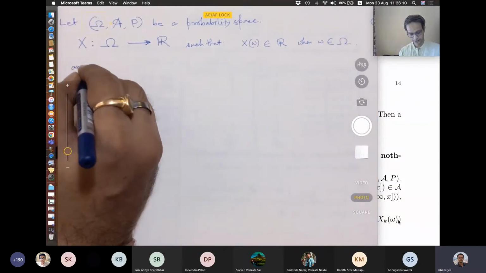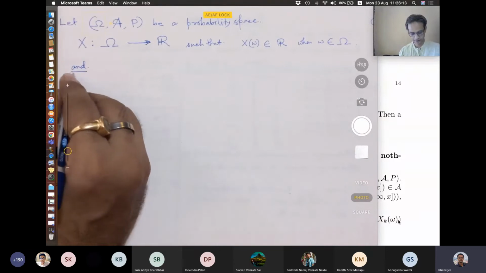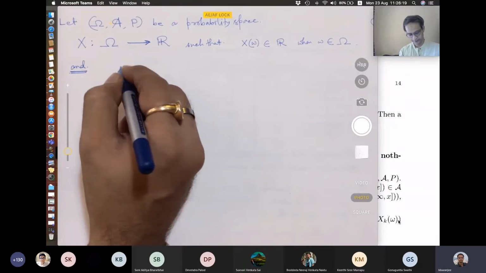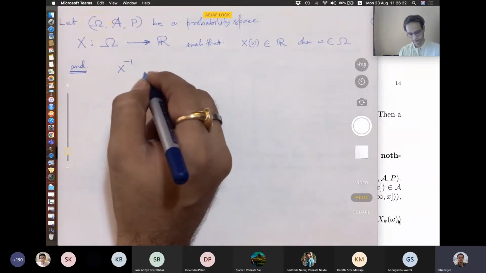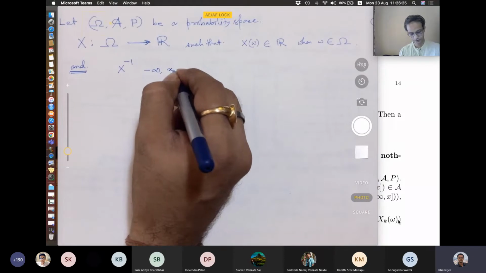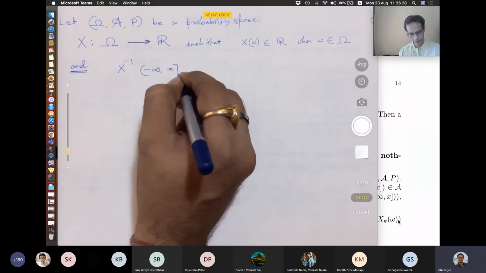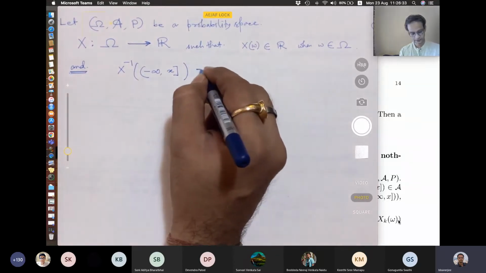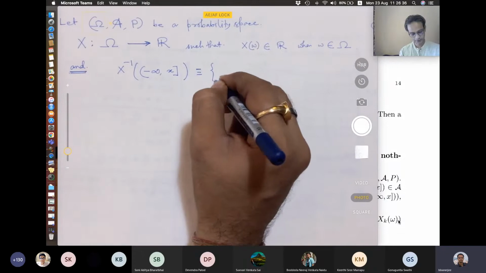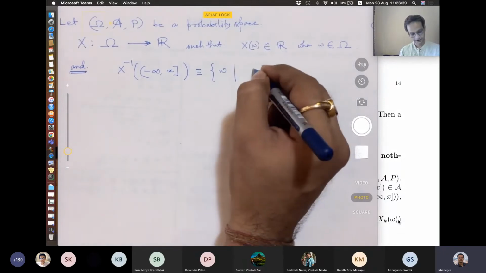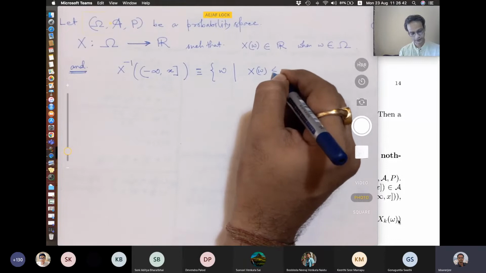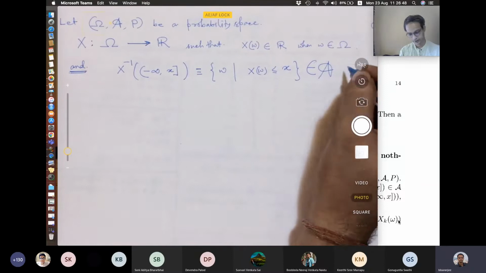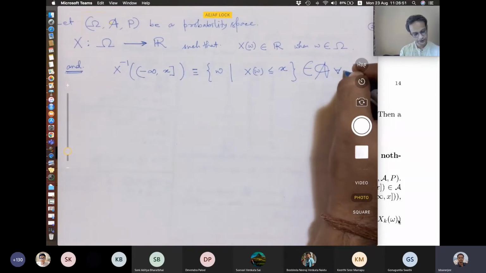And this is a crucial thing that we are trying to make more formal. That X inverse of (minus infinity, small x]. So open, this is closed. X inverse of this interval is the collection of all such ω such that X(ω) less than or equal to small x belongs to A, for all x belongs to R.